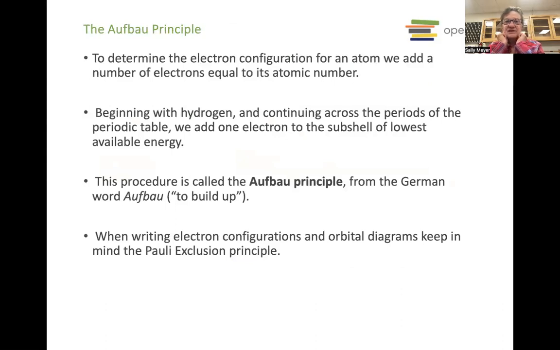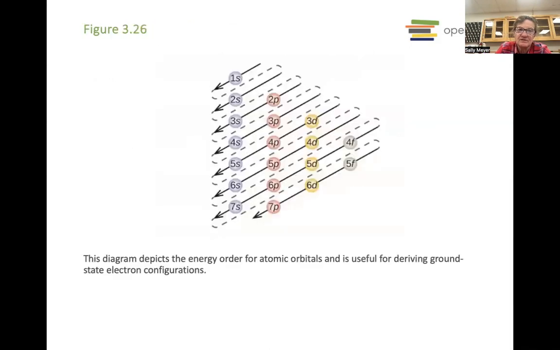To determine the electron configuration for an atom, we add a number of electrons equal to its atomic number. Beginning with hydrogen and continuing across the periods of the periodic table, we add one electron to the subshell of lowest available energy. This procedure is called the Aufbau principle, from the German Aufbau, to build up. So we build up from the lowest energy to wherever we need to be, depending on how many electrons we have. When writing electron configurations and orbital diagrams, keep in mind the Pauli exclusion principle. We'll see what that means.